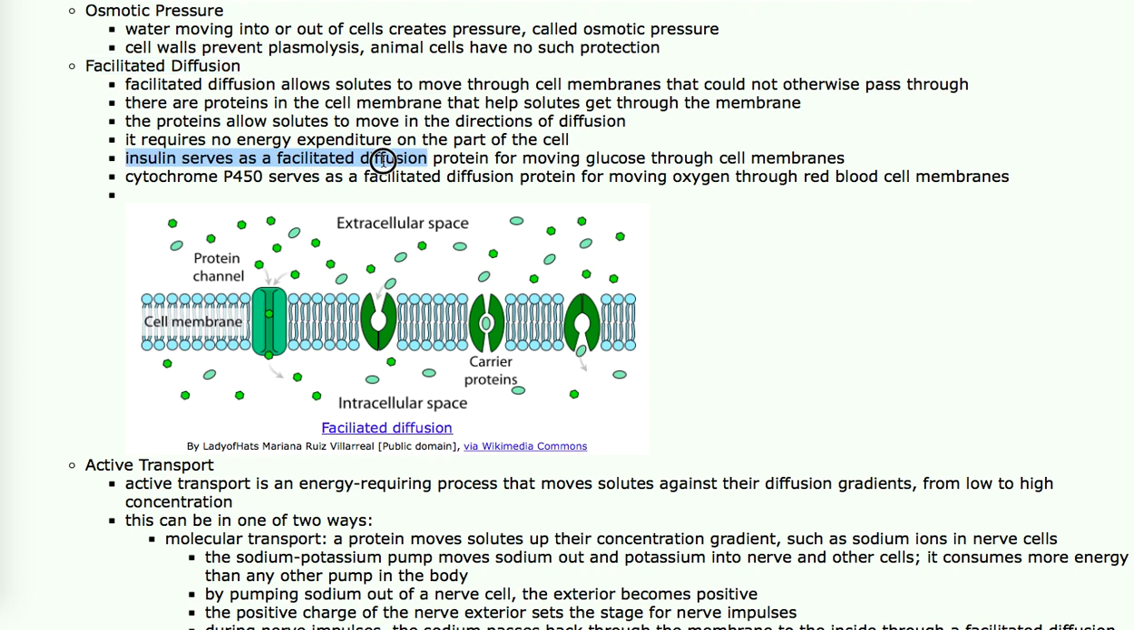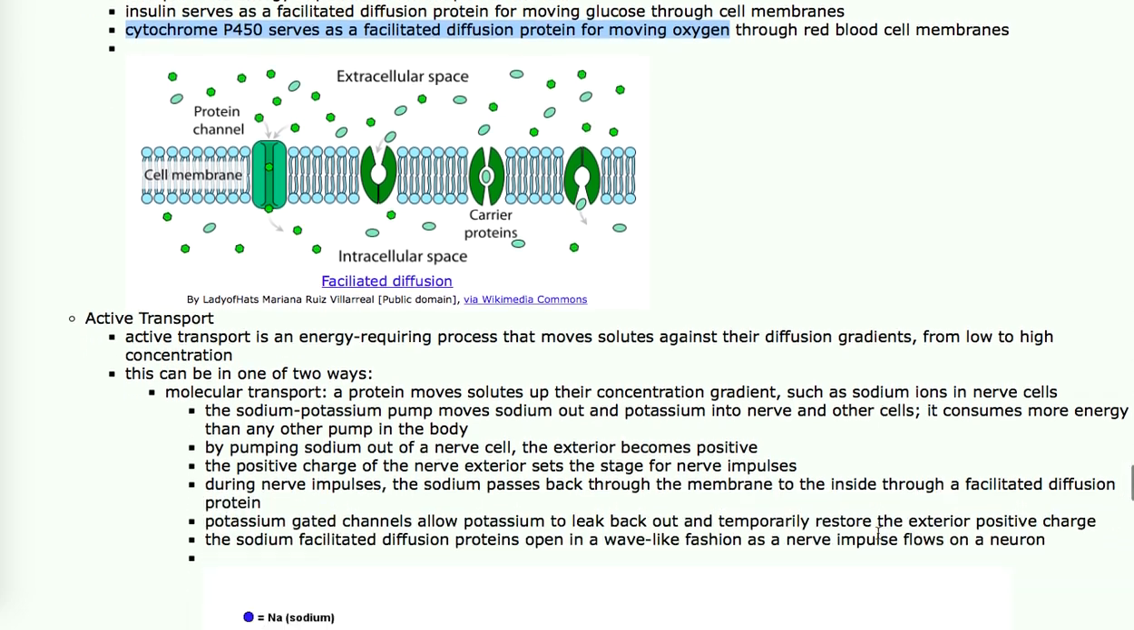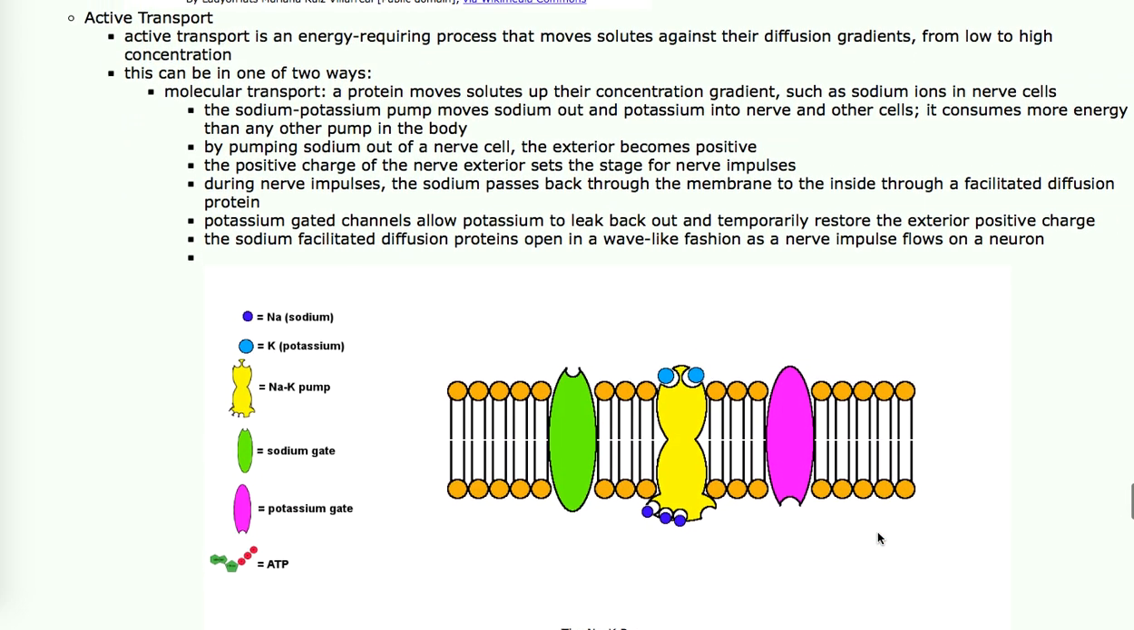Insulin serves as a facilitated diffusion protein to move glucose in and out of your cells, and that's why it's so important to you processing sugar energy. Cytochrome P450 is a famous protein on your red blood cells, which moves oxygen in and out of your red blood cells when the red blood cells are in your lungs, especially. So, facilitated diffusion is very common on cells. But that's not the only way that things move in and out of cells.